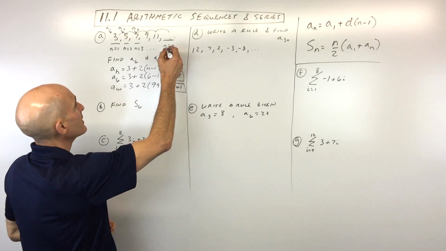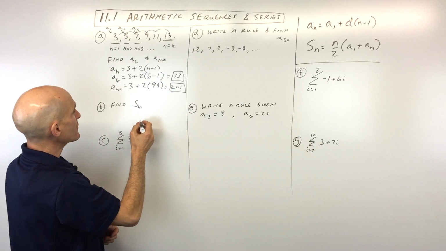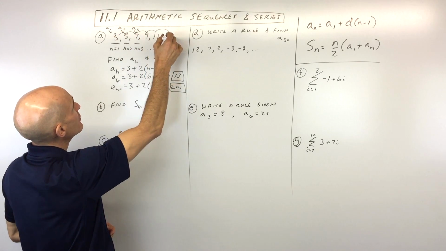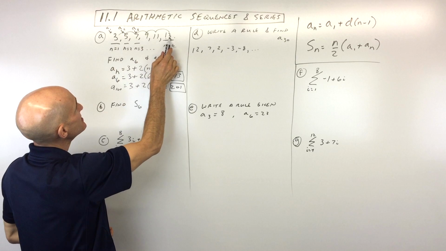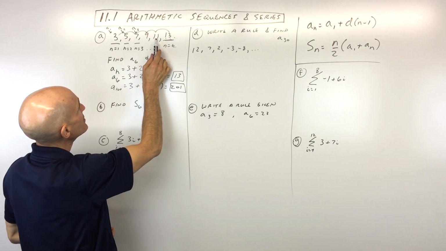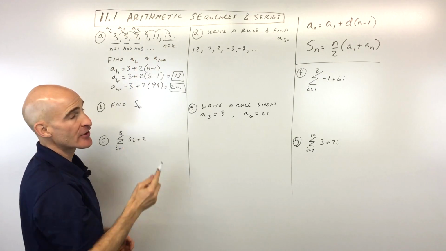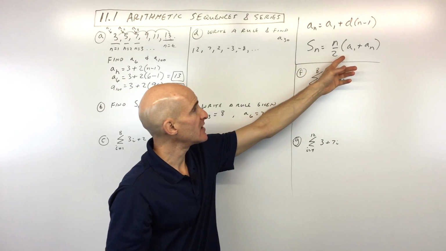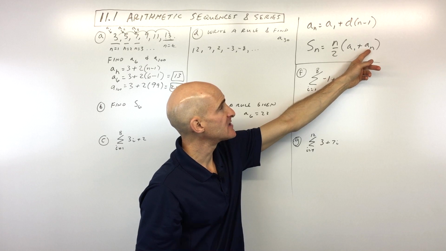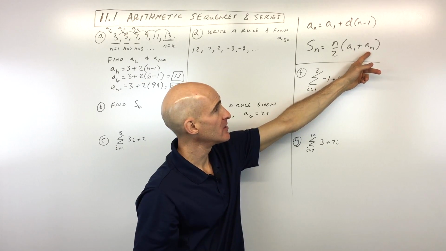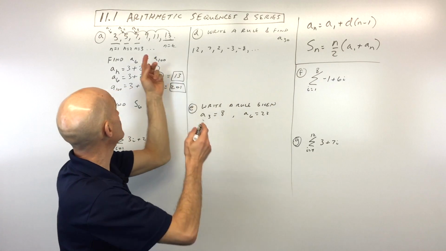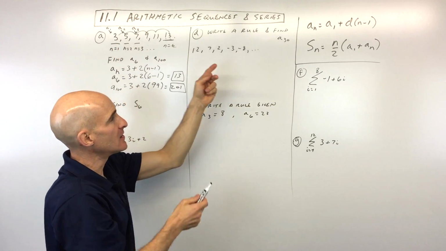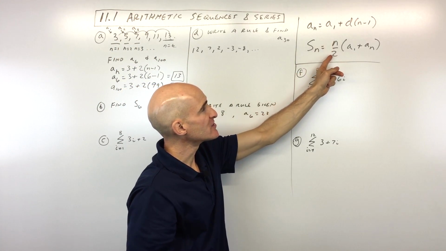So let me show you a pattern here. Notice if you add 3 and 13 together, you get 16. See how if you add 5 and 11 together, you get 16? And if you add 7 and 9 together, you get 16? Very interesting pattern. So what we're doing is taking the first term, and a sub n is like your last term, so you're adding the first term and the last term. Notice we're taking 3 plus 13 is 16, times the number of terms divided by 2.